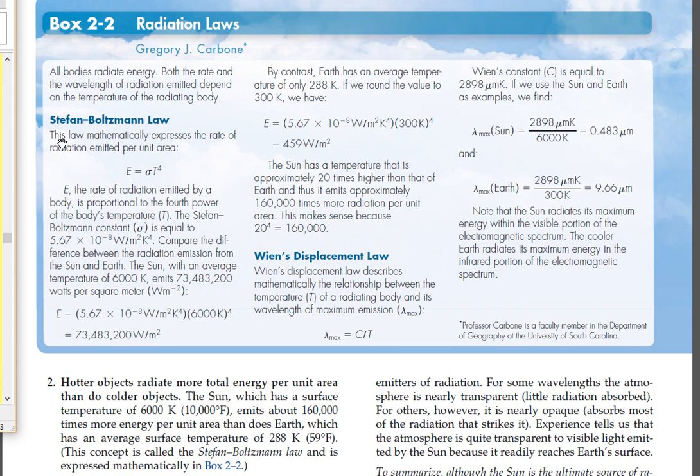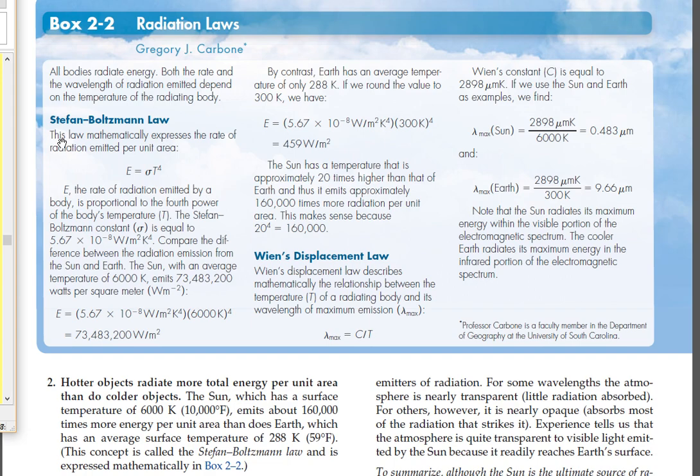By contrast, Earth has an average temperature of only 288 Kelvin. If we round the value to 300 Kelvin, we have E equals 5.67 times 10 to the minus 8 watt per square meter per Kelvin to the fourth, times 300 Kelvin to the fourth, equals 459 watt per square meter. The Sun has a temperature that is approximately 20 times higher than that of Earth, and thus it emits approximately 160,000 times more radiation per unit area. This makes sense because 20 to the fourth equals 160,000.